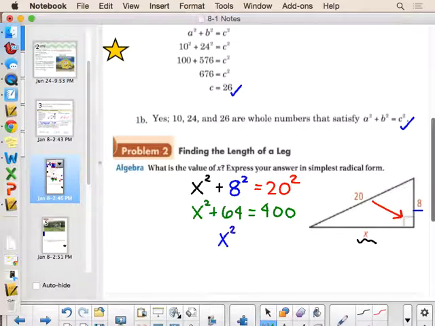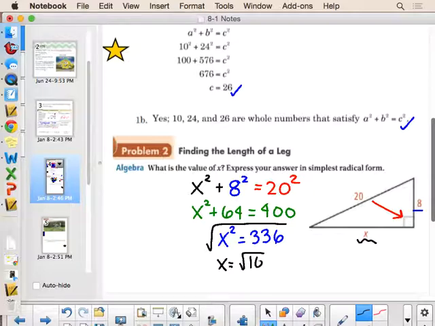So we have x squared equals 400 minus 64, which gets me 336. Okay? All right, so now I'm going to take the square root. Unfortunately, 336 is not a perfect square. So I'm thinking to myself, all right, what are two numbers that multiply together to be 336?